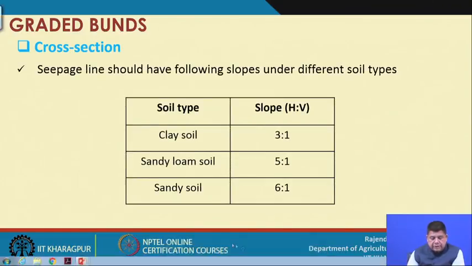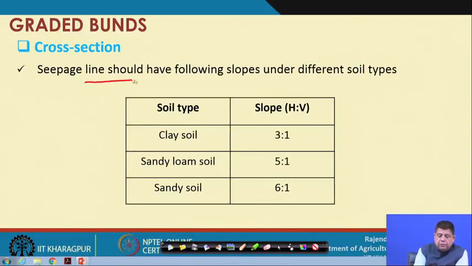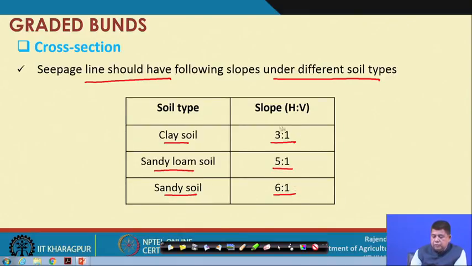Now, coming to cross section, the seepage line should have the following slope under different soil types. For clay soil it is 3:1, for sandy loam soil 5:1, for sandy soil it is 6:1. So, these are the general recommendations. While calculating the base width, we must take into account the seepage line slope recommended for different soils.